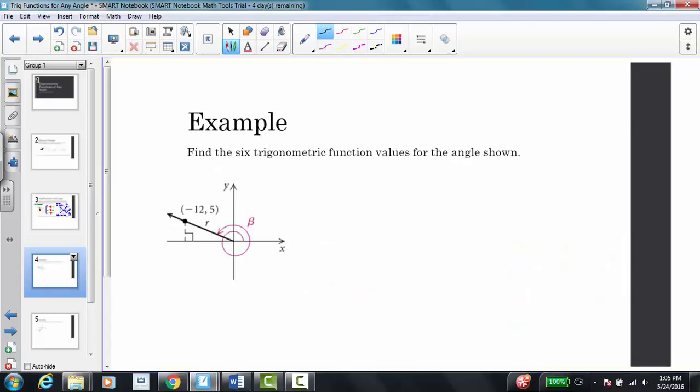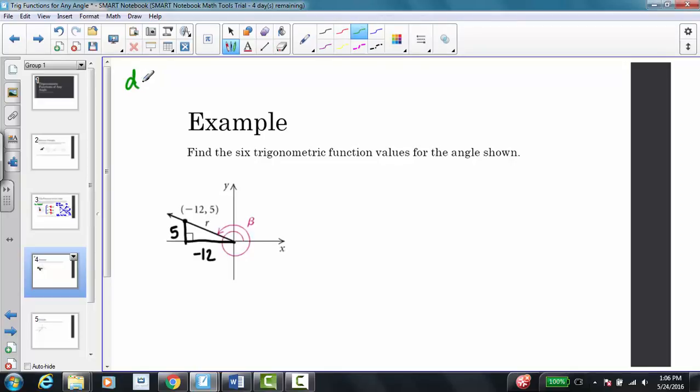All right, so let's look at this first example. Our picture is already drawn. They gave us the point negative 12, 5. So that means that my x distance is negative 12 and my y distance is positive 5. What they didn't give us is r. Well, how can we find r?